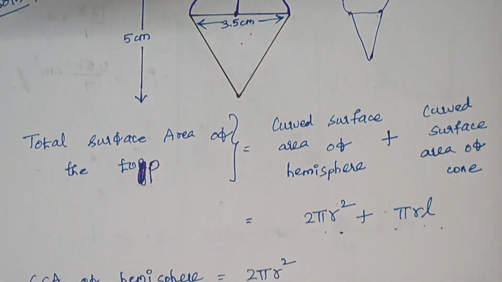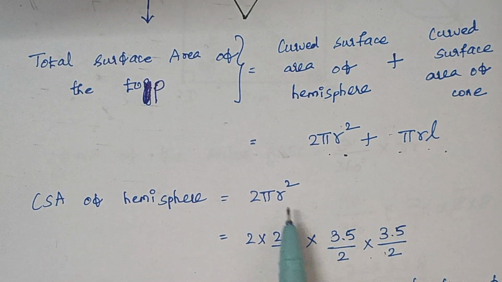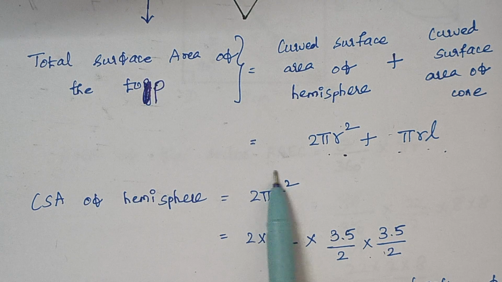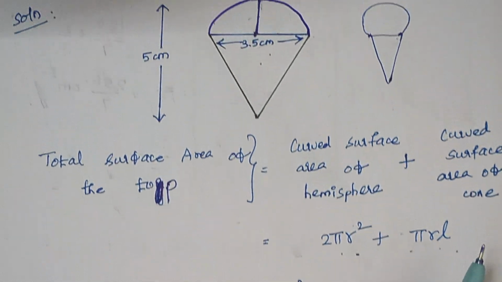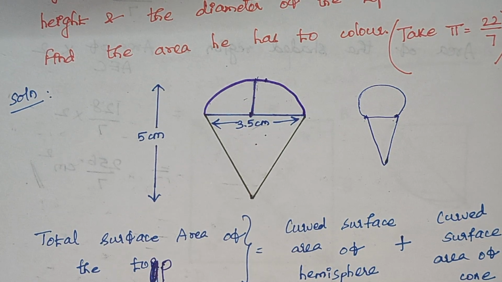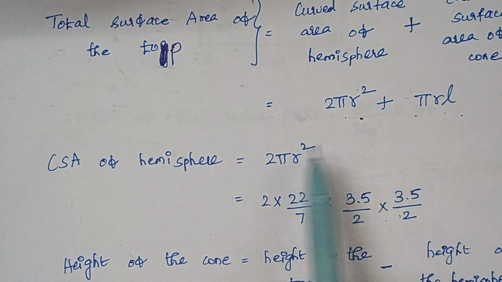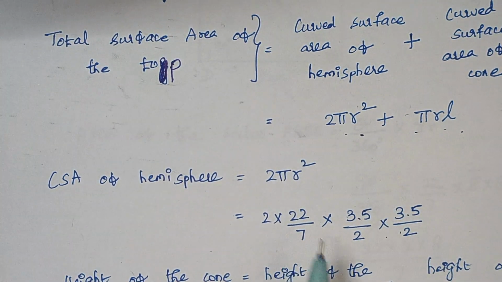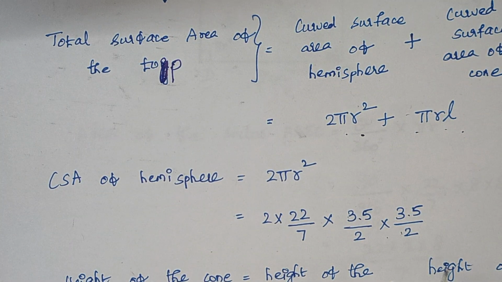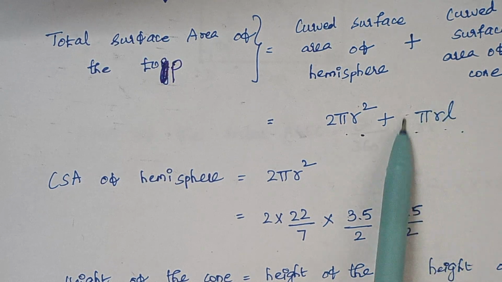So the curved surface area of the hemisphere, the formula is 2 pi r square. We know the value of r and the value of pi. It is clearly mentioned in the problem. Take it as 22 by 7 here. When you substitute the values, we have 2 into 22 by 7 into 3.5 by 2 into 3.5 by 2, right? So just now we have calculated this part. Now we have to find this one.